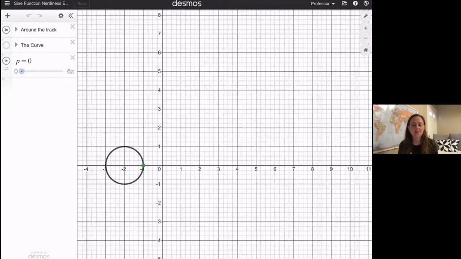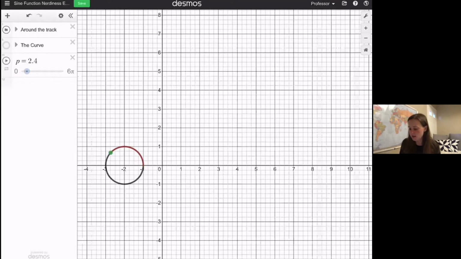So I want you to imagine this circle that you're looking at is a circular track. It's about 6 miles around, and you are the green dot, and you're going to run around this curve, or walk if you're not a runner. All right, so we're going to go around this curve. And what I've got Desmos doing in red is tracking your mileage.